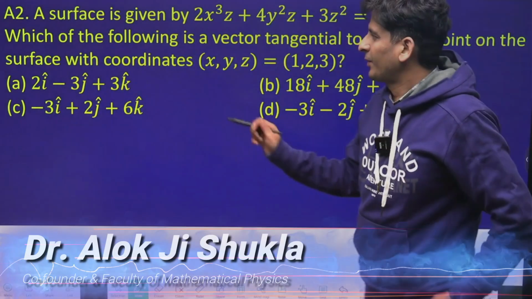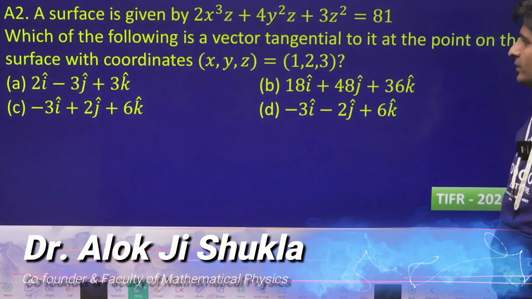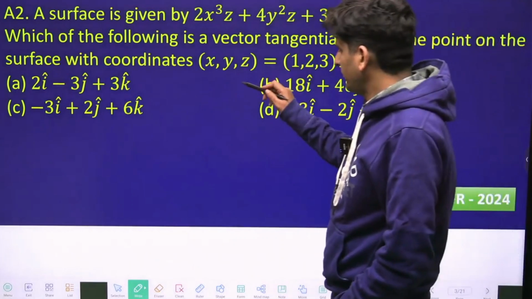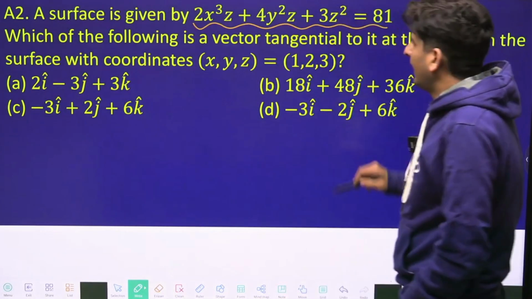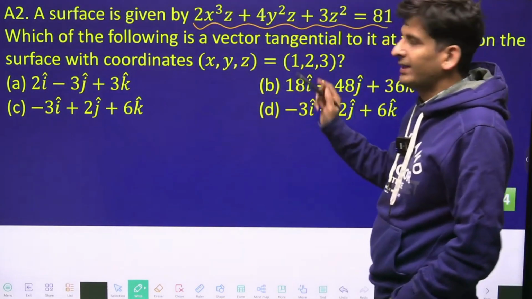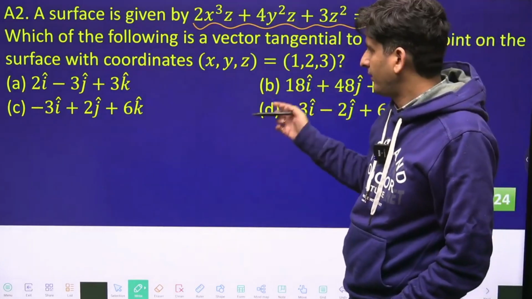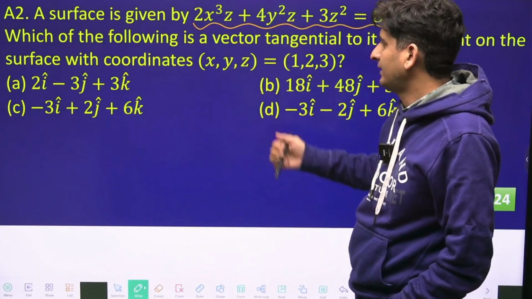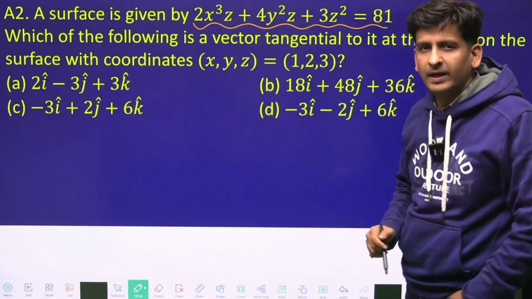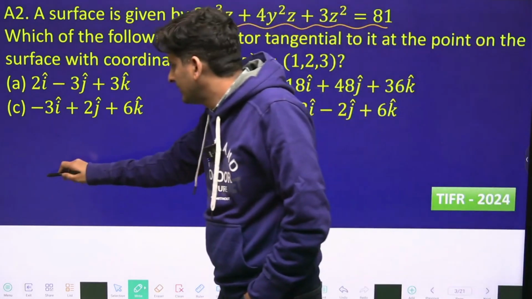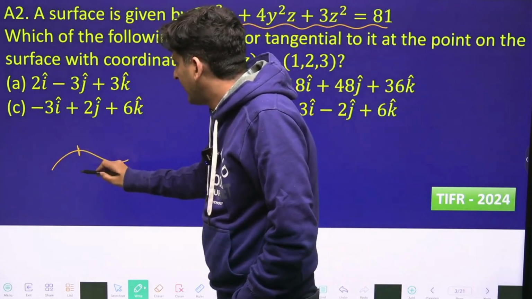I am going to solve a question from TIFR 2024, and in this question a surface is given and we have to calculate a vector which is parallel to that surface. So options are already given. Okay, so suppose this is that surface and this is that point.